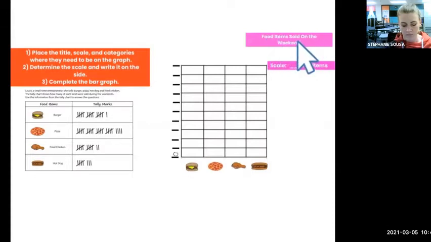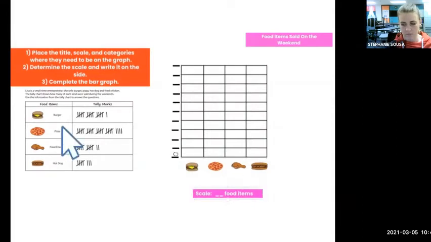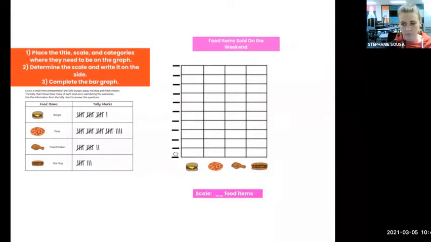Now that they are in the same order as over here, I've got 2 left. This box says food items sold on the weekend, and this one says scale, blank food items. I know that my scale comes down to the bottom, and so this must be my title. It also matches the tally chart, so it goes to the top.